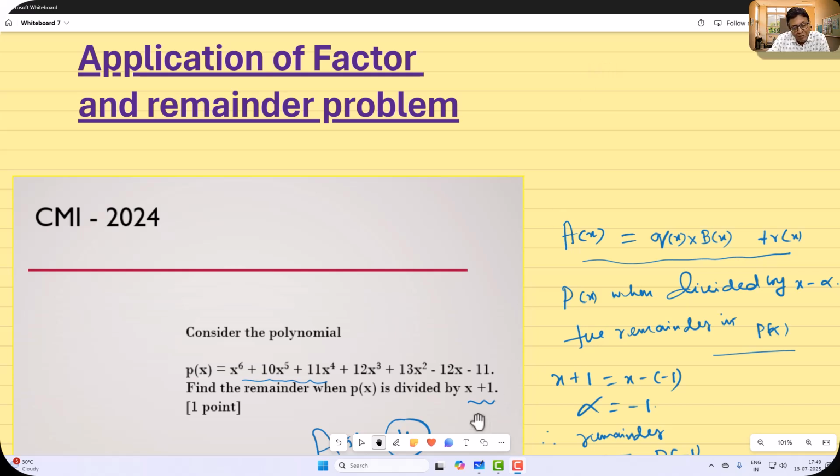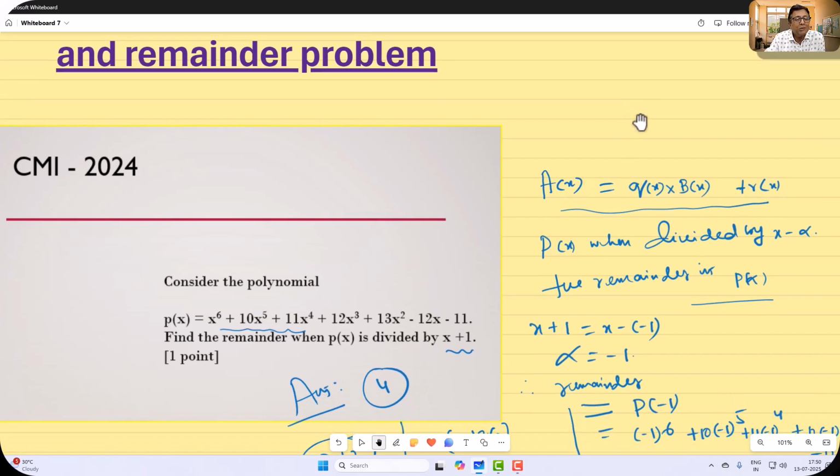Let me start with the easiest problem which was asked in the CMI 2024 paper. This time I just remind you the concept and the formula, the factor and remainder theorem. This question was of 1 mark, but good for starting. Consider this polynomial, and I am discussing just one part of the question because other parts I will be discussing when roots of polynomial are done.